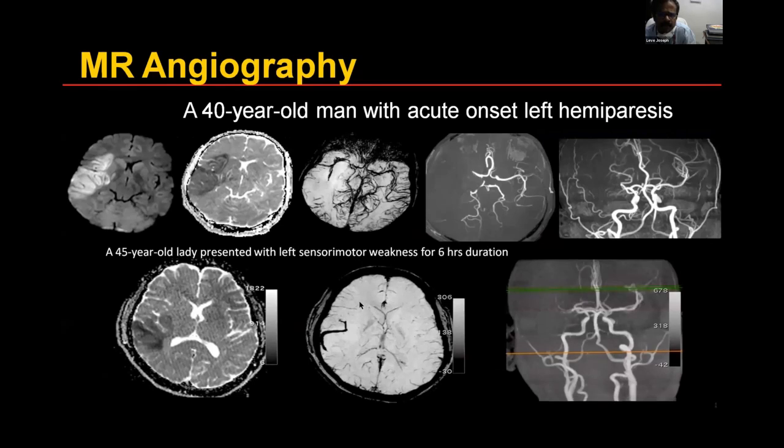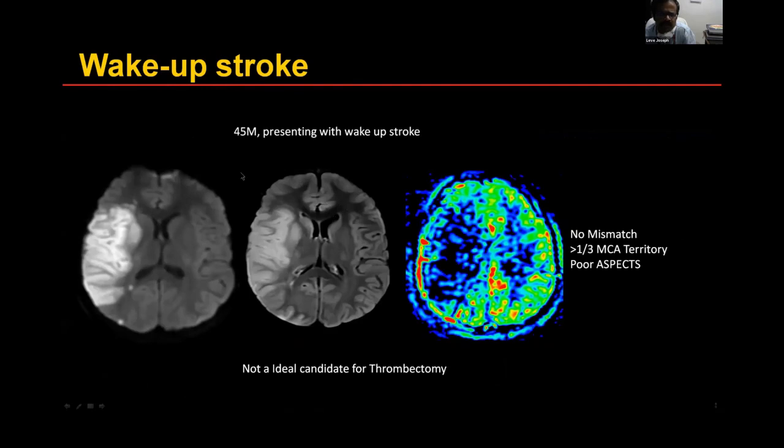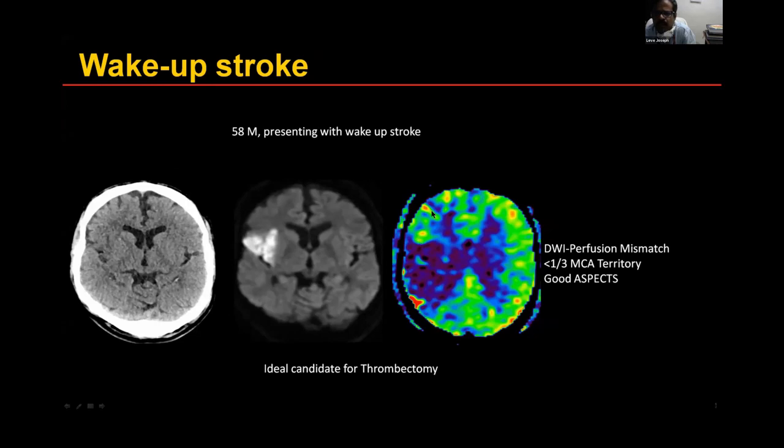And in an ideal situation, in cases like wake-up stroke, where there is a problem in timing, this MR can solve the problem, like diffusion, perfusion. Here the defect is matched. And another case, small diffusion restriction area, perfusion showing a lot of defect, penumbra. So this is an ideal case for intervention.